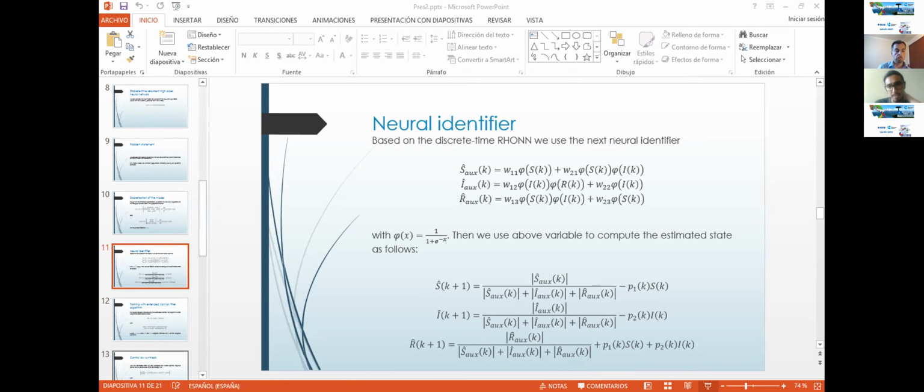And from this, the P function is a logistic function. From this, we calculate a real estimated vector. This is a normalization process, the one below. Normally we would use the one above, but we use this normalization process so all variables are positive and the sum is equal to 1.